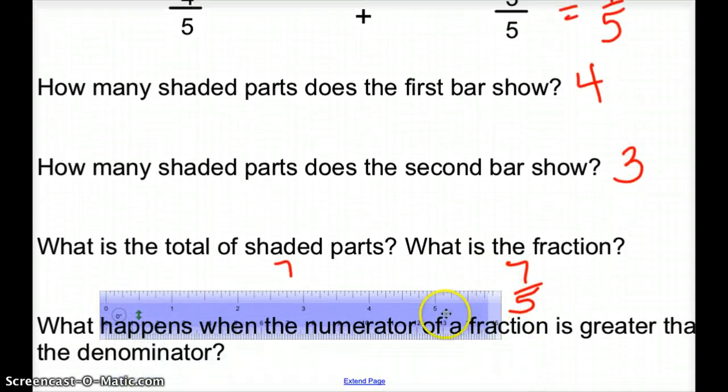Now we know that this is called an improper fraction. So when the numerator of a fraction is greater than the denominator, we have an improper fraction.